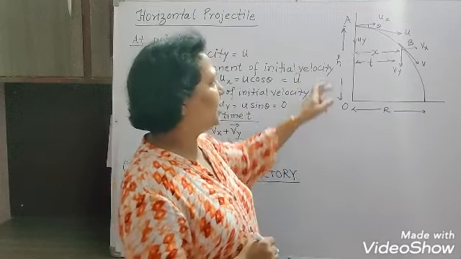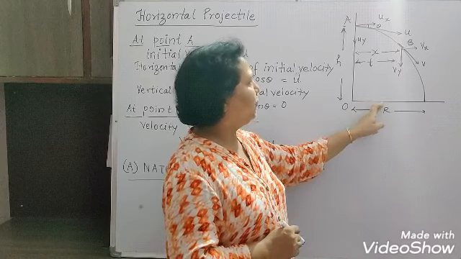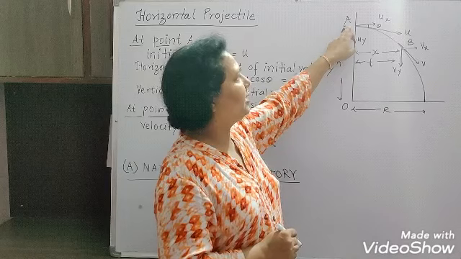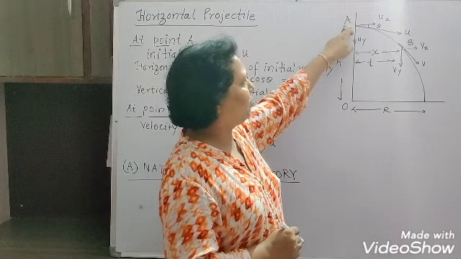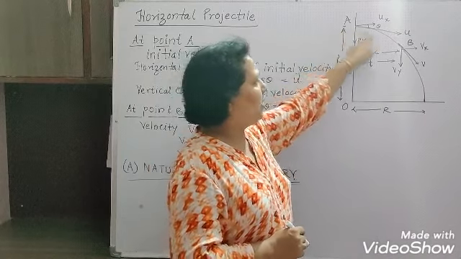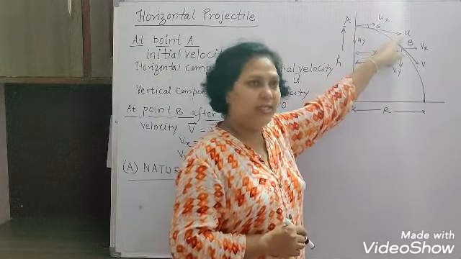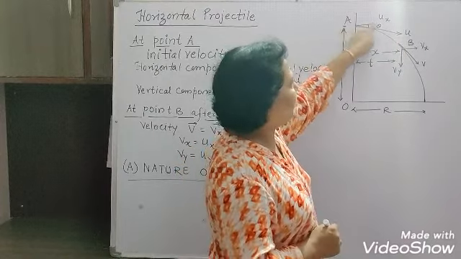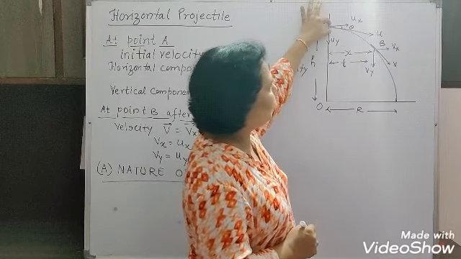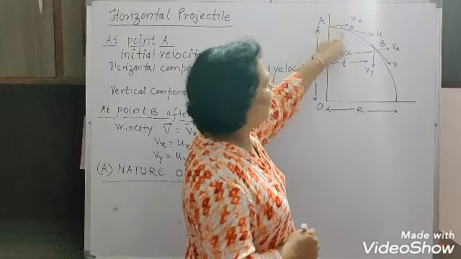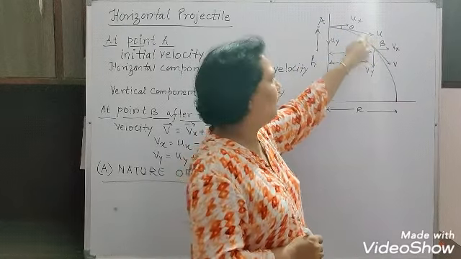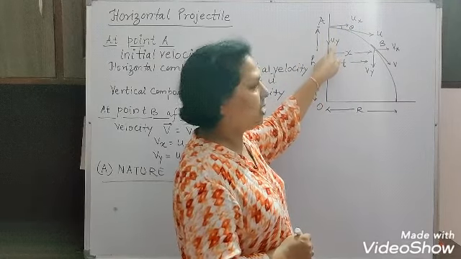Here you can see in the figure, this is the point A. At this point the body is projected from a height h above the ground, and the initial velocity with which the body is projected is u, which makes an angle theta with the horizontal. You will find that this initial velocity is resolved into two components, the horizontal component and the vertical component.